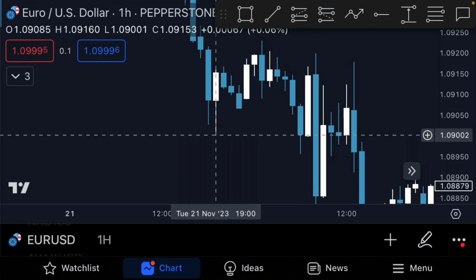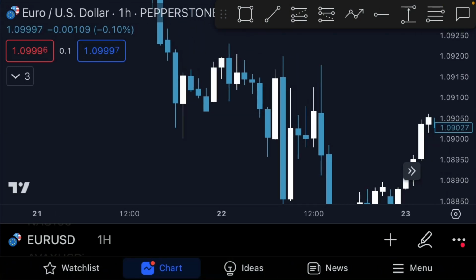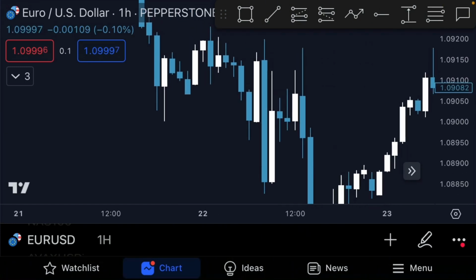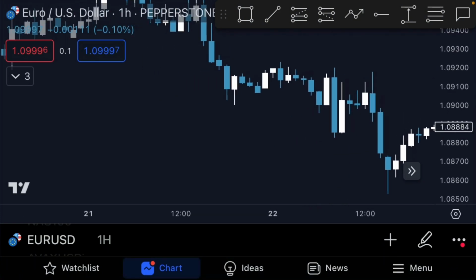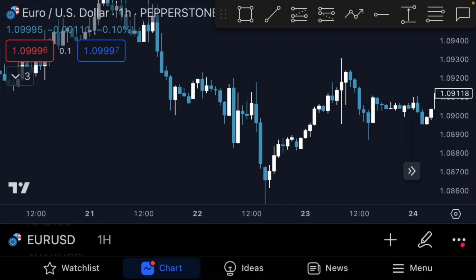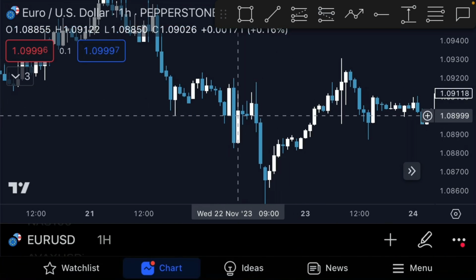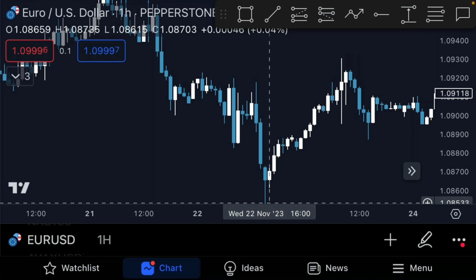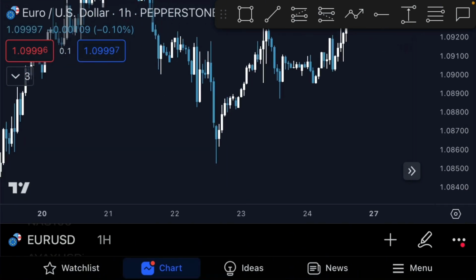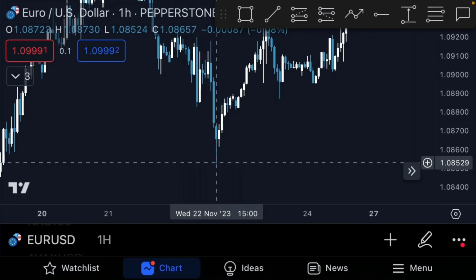So this is an invalid structure. So this is not a break of structure, this is just a single structure to the downside. Now this is our most recent sell, and the whole thing that happened here is an internal structure, and we also broke down to this area. Now this is the most recent sell area.